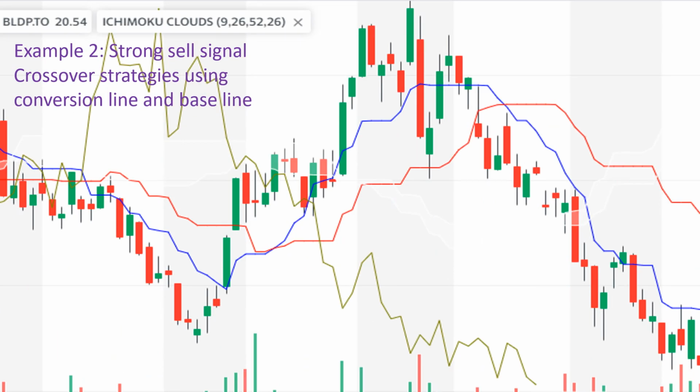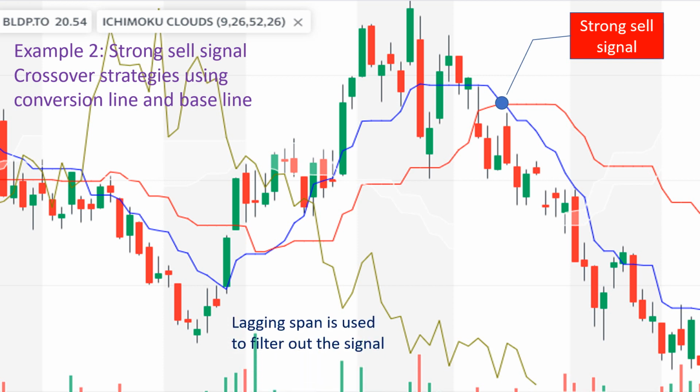Example number 2, strong sell signal, crossover strategies using conversion line and baseline. Now this is the conversion line, the blue line, which is below the baseline, the red line, and the price is above the lagging span. So that is a good indication of a strong sell signal. And also we use the lagging span to filter out the signal. I show you how I enter the trade. This is how I would do my entry, stop loss, and take profit.